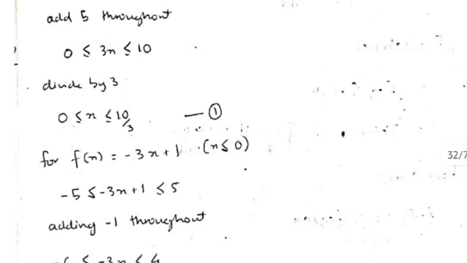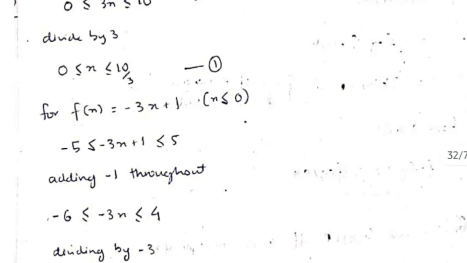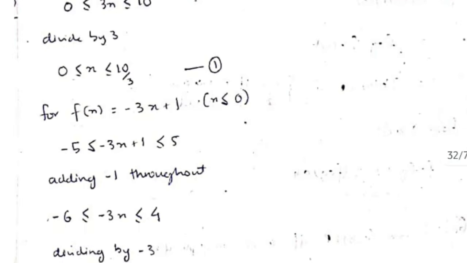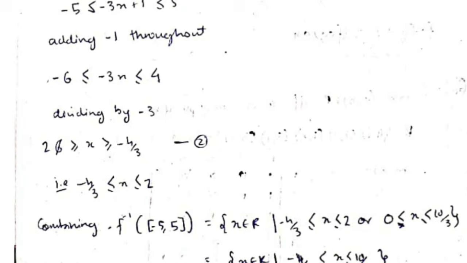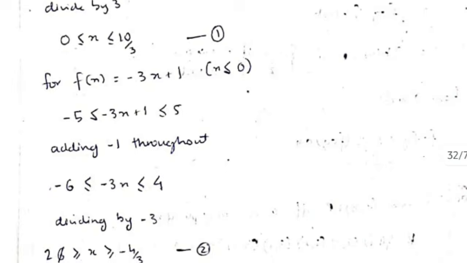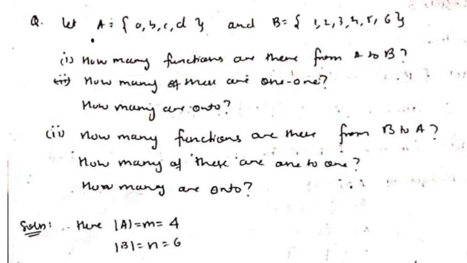Now when x is remaining here, we'll get the term as 0 less than or equal to x less than or equal to 10 by 3. Okay, now that was when x is greater than 0. Now we'll do the same thing for x less than or equal to 0. So this is the formula we will be applying here, adding minus 1 throughout and dividing by minus 3, then we'll be getting this interval. Observing these both intervals, we'll be getting the final interval as minus 4 by 3 comma 10 by 3.